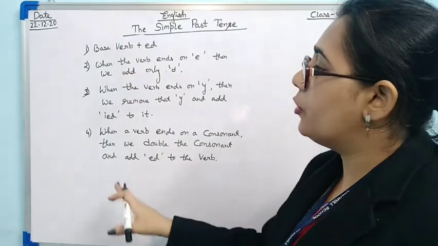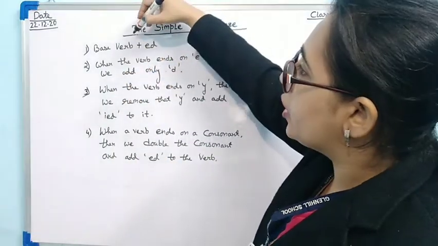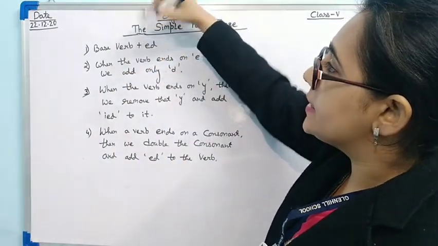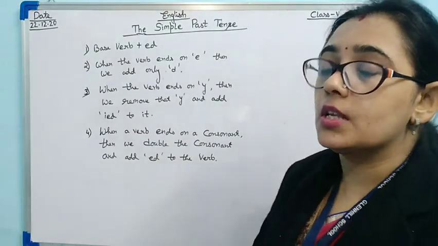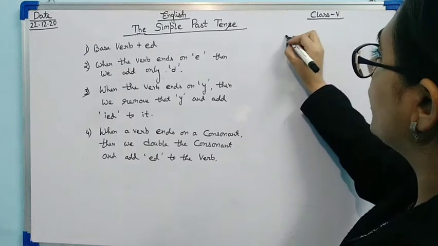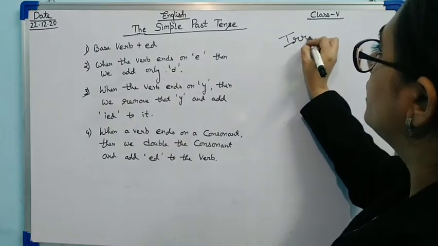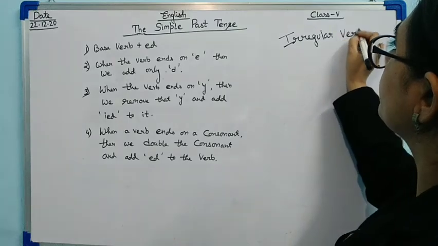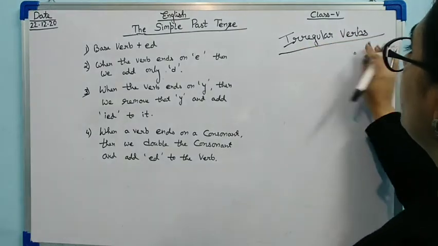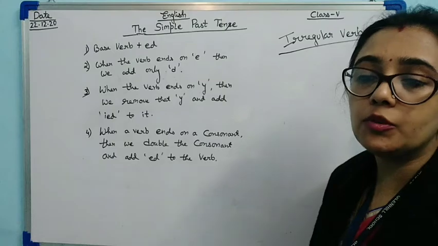These 1, 2, 3, 4 rules are to be kept in mind for simple present tense. But there are some verbs which don't follow these rules. They are called irregular verbs. Now, what are irregular verbs and how will you come to know?